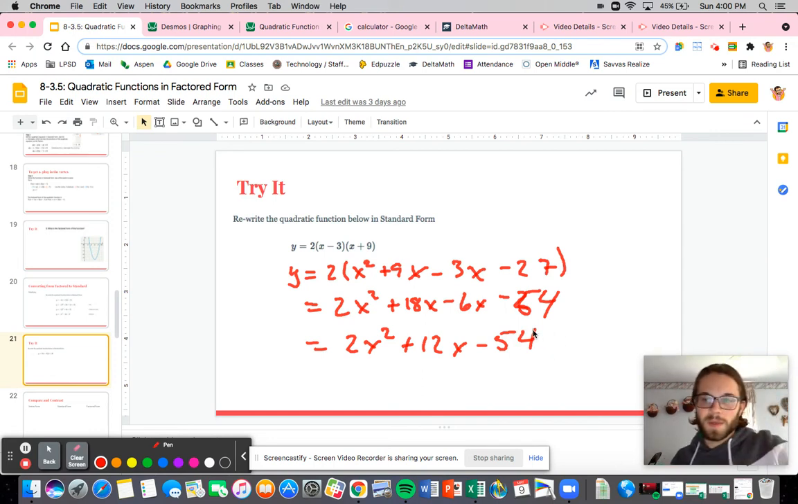All right, so ultimately, that is how you convert. Now, you might be asking yourself, why would I bother to do that? There are instances where you need the y-intercept. Maybe you need the vertex, whatever the case. If you ever have to convert, it's really just a matter of multiplying. So let me know if you have any questions, and have a great day.